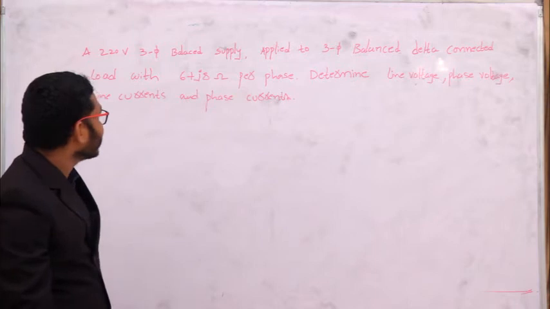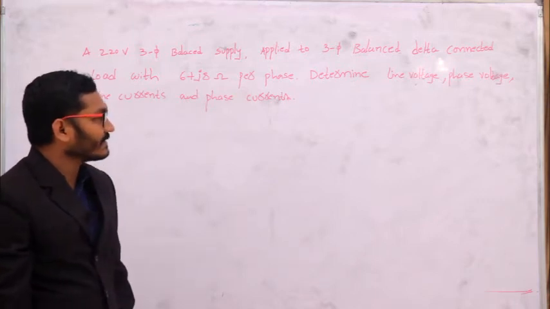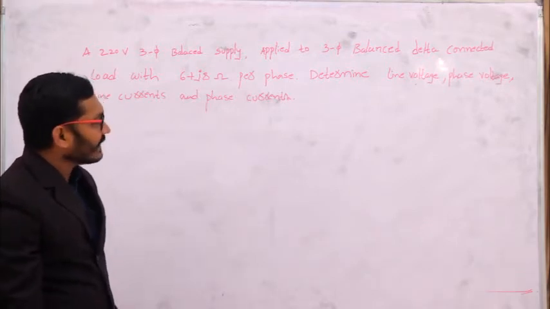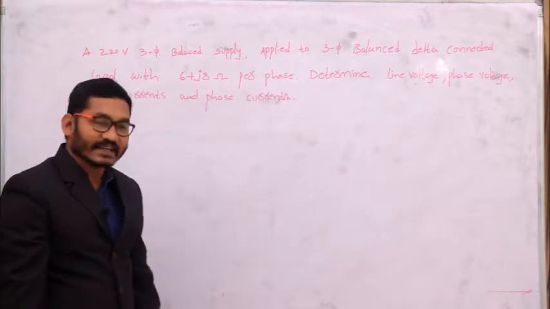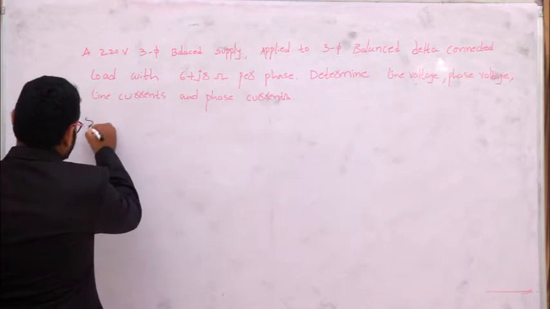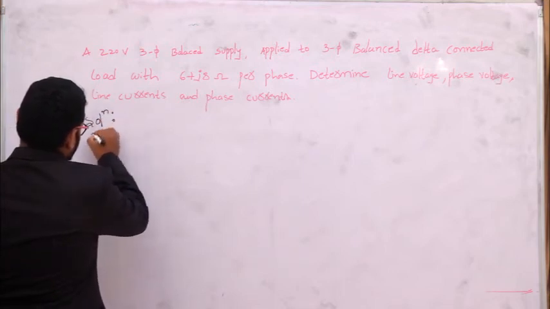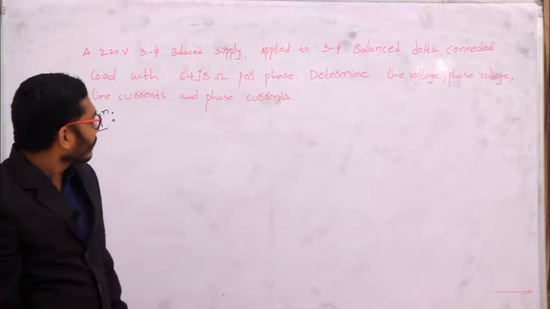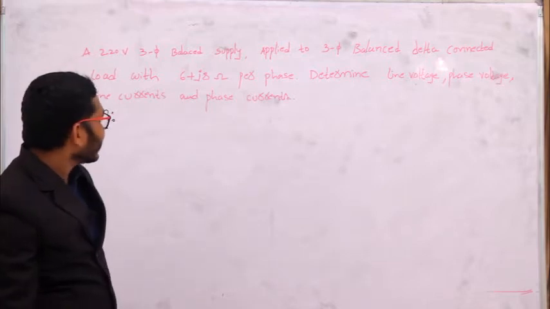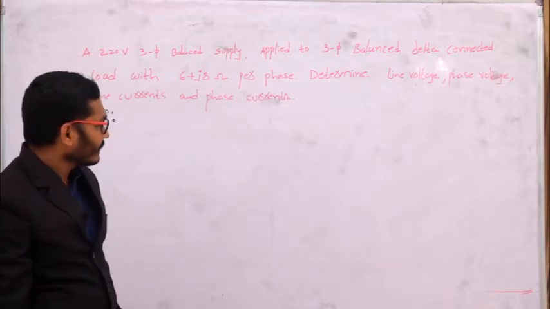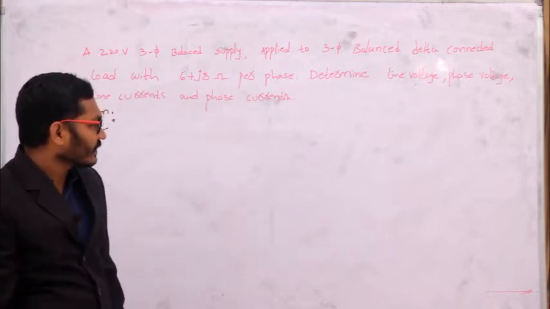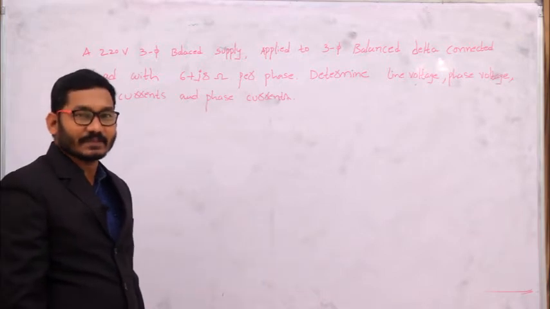A 220 volts three-phase balanced supply is applied to a three-phase balanced delta connected load with 6 plus j8 ohms per phase. Determine line voltage, phase voltage, line currents and phase currents. Okay, so this is the problem we have to solve. These are the objectives. Before determining them, we have to draw the graphical representation.